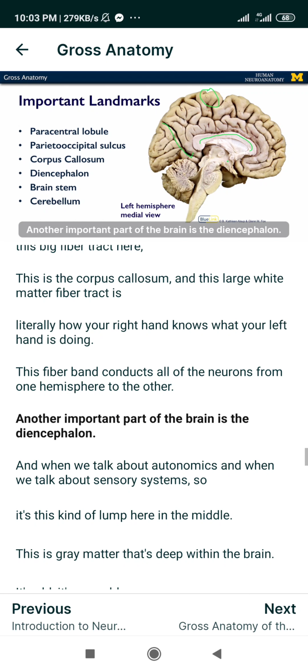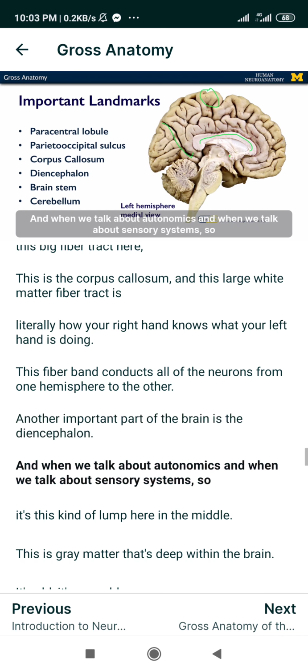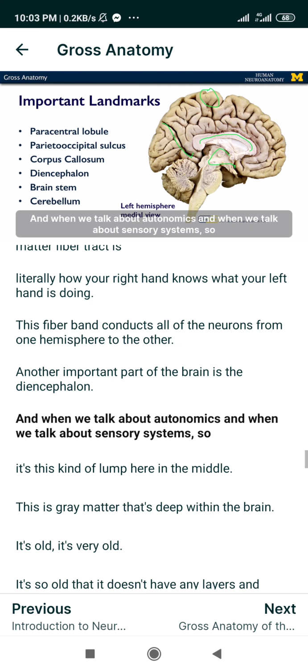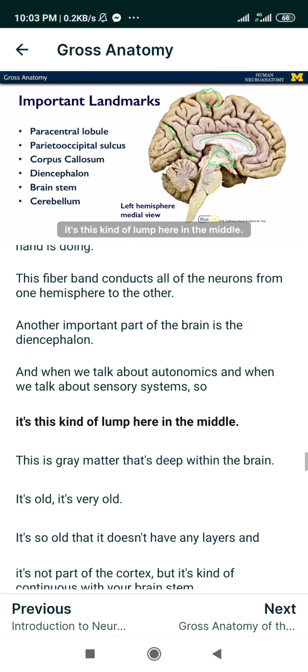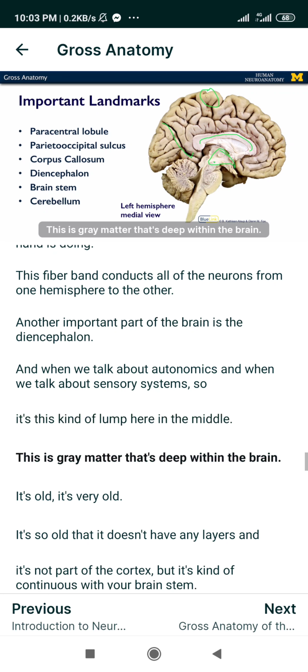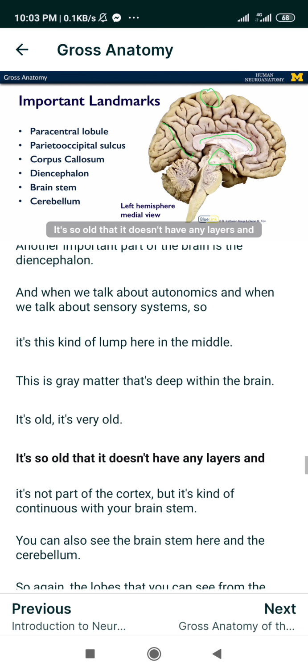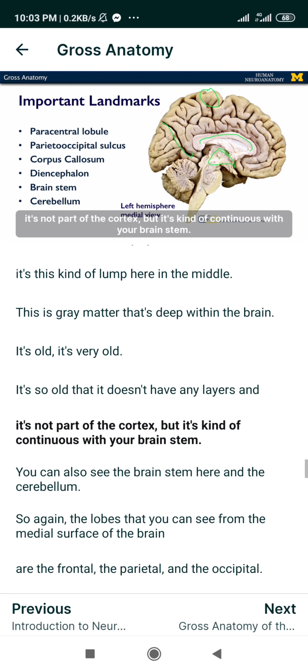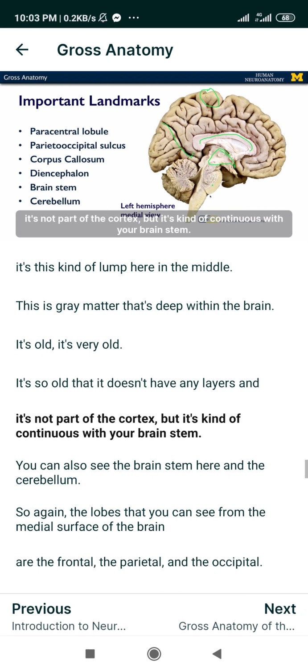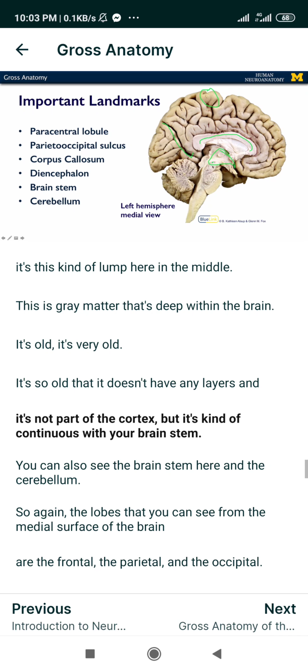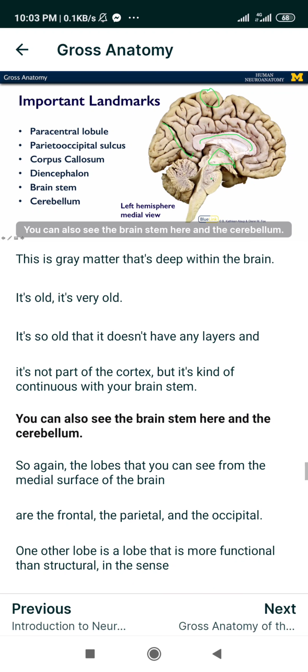Another important part of the brain is the diencephalon. When we talk about autonomics and sensory systems, it's this kind of lump here in the middle. This is gray matter that's deep within the brain. It's old, it's very old. It's so old that it doesn't have any layers. It's not part of the cortex, but it's kind of continuous with your brainstem. You can also see the brainstem here and the cerebellum.